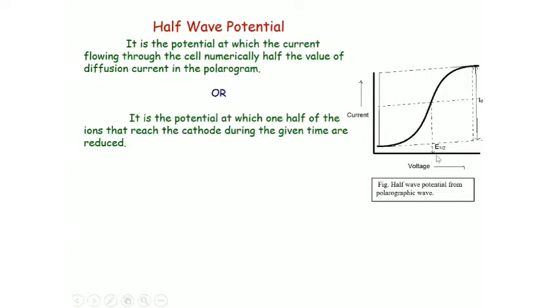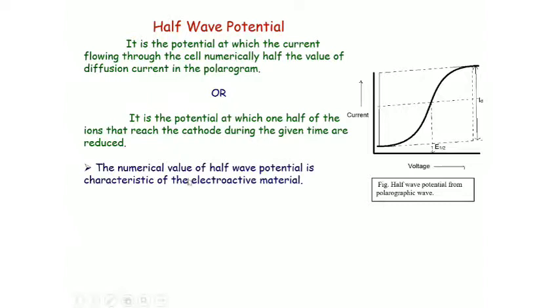The numerical value of the half wave potential is a characteristic of the electroactive material. That means from the half wave potential we can determine which species are present in the solution. So the half wave potential is used for qualitative analysis. If we know the half wave potential, then from its value we can determine which species are present in the solution.